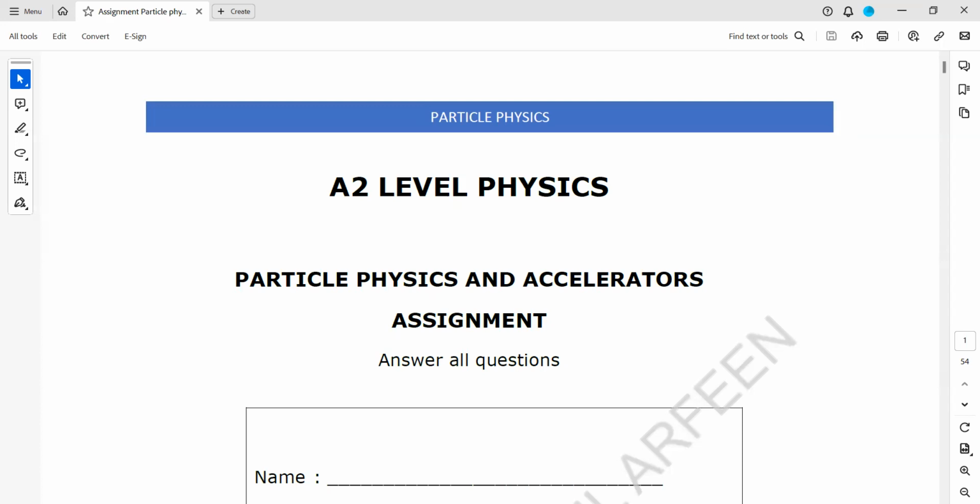So this assignment is related to particle physics and accelerators. It has two parts. One is the MCQs, multiple choice questions, which I will share with you as weekly homework this week. The structure questions, the first 11 we did, so we'll start with question 12.